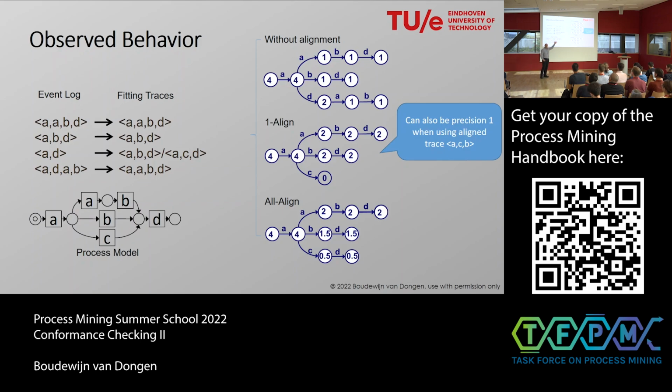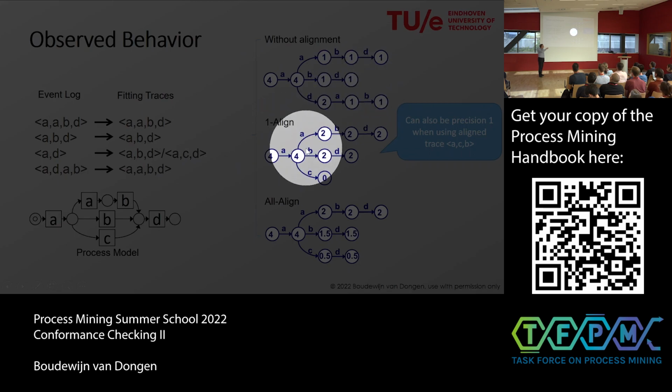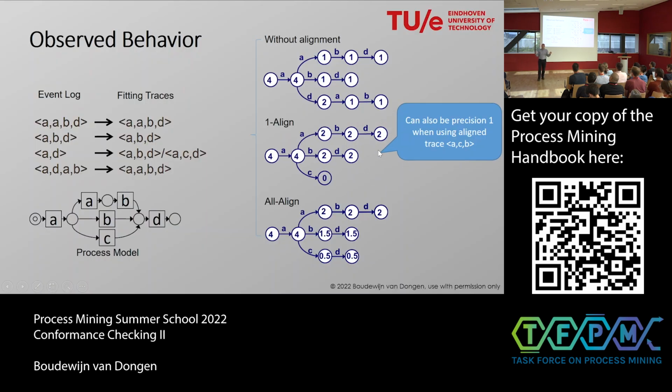You get different notions of precision. If you do not use alignments, then the prefix tree looks like this. If you use one alignment, meaning you just take an arbitrary alignment, you pick the best one that the algorithm gives you, you get this, for example. You could also use all possible alignments. Like we have a trace AD, and there are two ways to align this. You can do a BD, where B is the model move, or a CD, where C is the model move. Theoretically, very nice exercise. You then get a different graph, like here.